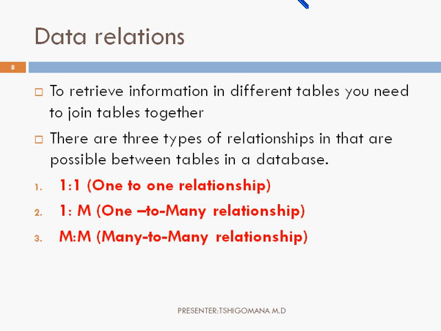So if you are in table 1, where the table has the student names and student numbers, you must be able to retrieve information from another table. Now, how do we do that? We do that by means of relationships. In other words, tables must have relationships. There are three types of relationships that are possible between tables in a database. We have a one-to-one relationship, we have a one-to-many relationship, and we have a many-to-many relationship.